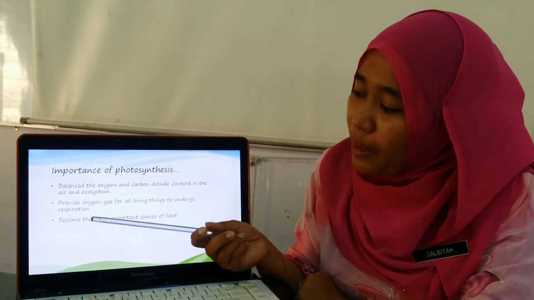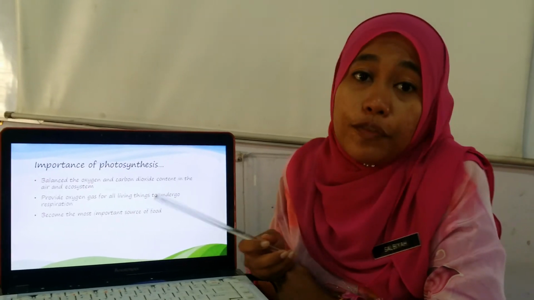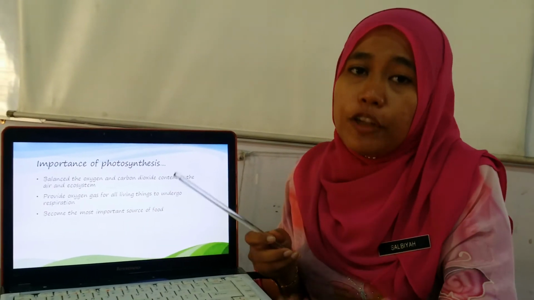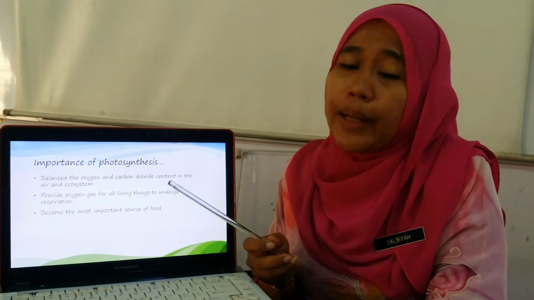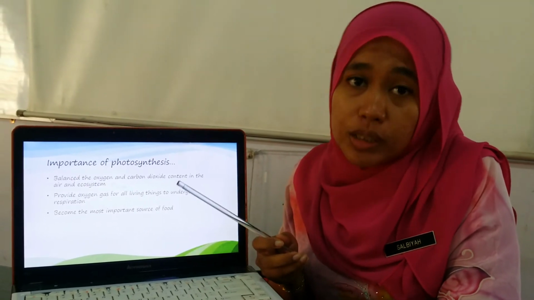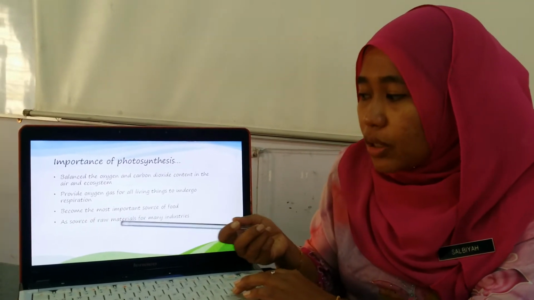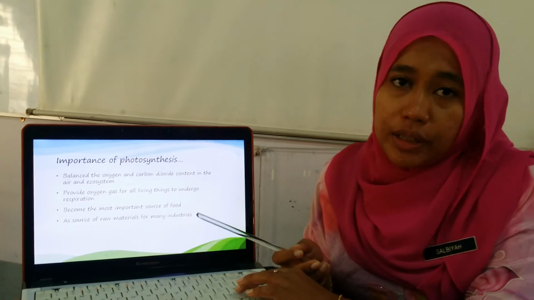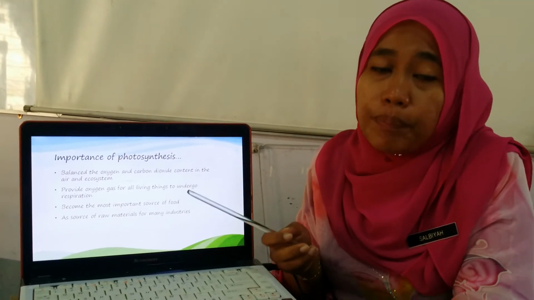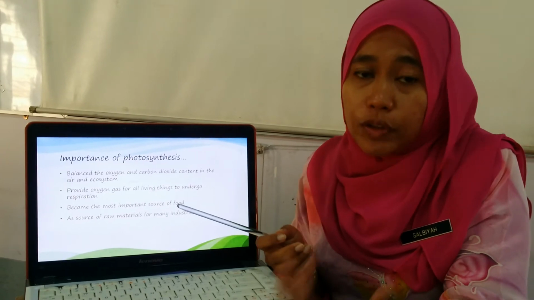And the next one, they become the most important source of food. This is about the food chain. Basically, the food chain and food web start with the producer, the green plants. And the last one, they are the source of raw materials for many industries. For example, we need paper from plants. We also need furniture from wood, from the plants.